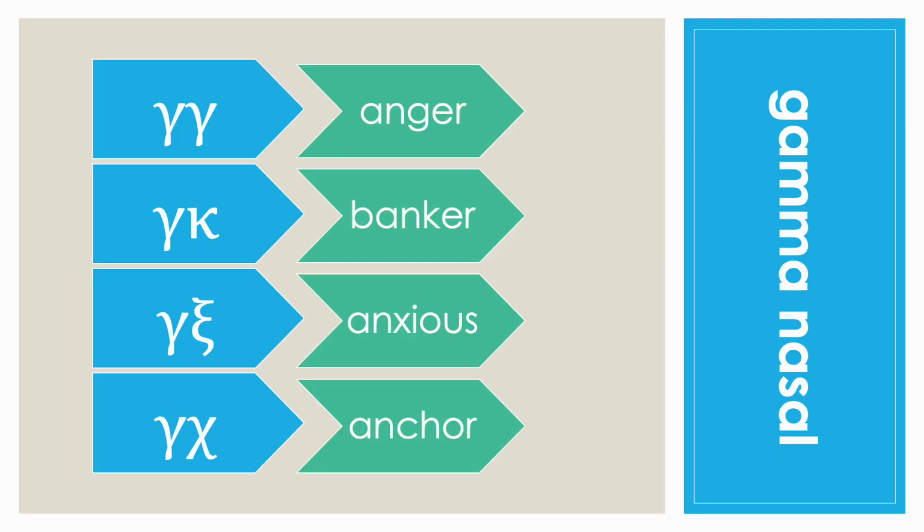Now let's just go through that again with some English examples. So gamma and gamma gives an NG-like sound, like in anger. Gamma and kappa gives an NK sound, like in banker. Gamma and xi gives an NX-like sound, like anxious. And gamma chi sound is nk, like in anchor.